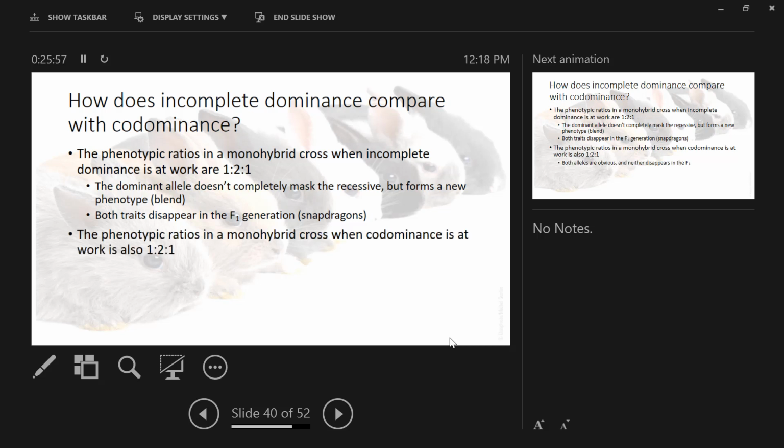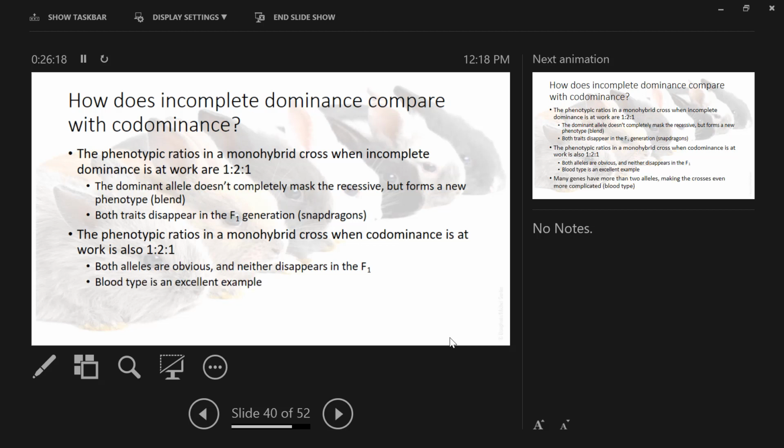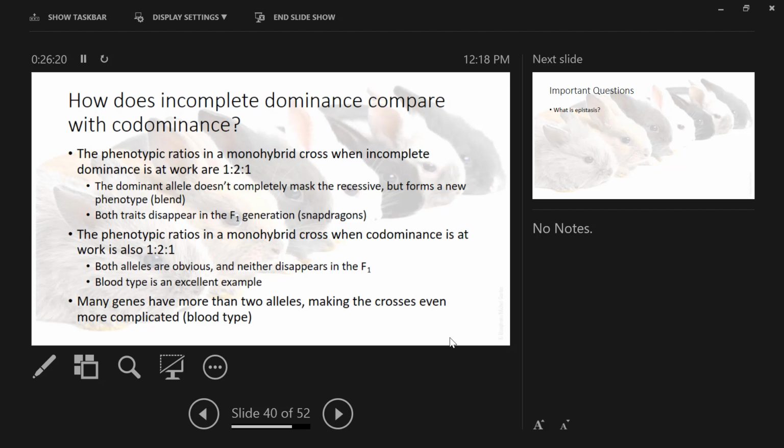And then the phenotypic ratio in a monohybrid cross with codominance is also 1 to 2 to 1, in terms of giving you, if you have A, B, and O, both alleles are obvious. Neither disappears in the F1, and blood type is a good example. Most of these have more than 2 alleles, and that adds some complication to these crosses.